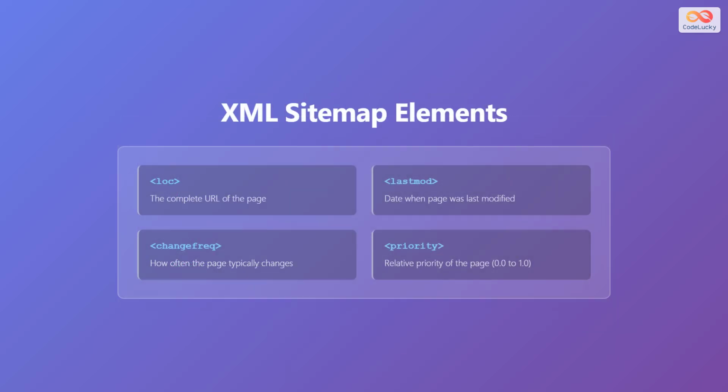Within an XML sitemap, several key elements provide important information. The loc element contains the complete web address of the page. The lastmod element shows the date when the page was last updated. The changefreq element indicates how often the page typically changes, like daily, weekly, or monthly. Finally, the priority element uses a scale from 0.0 to 1.0 to show which pages are most important relative to other pages on your site.